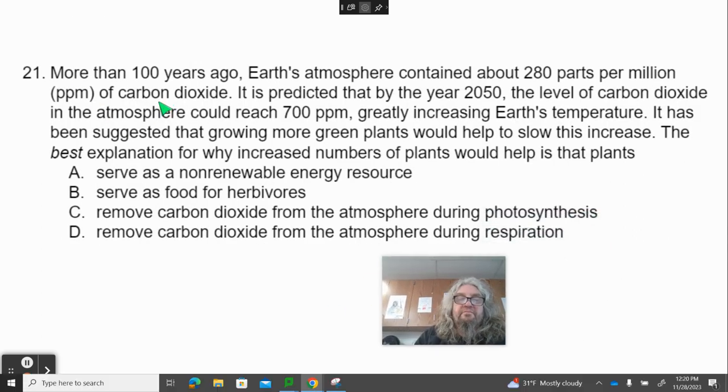Number 21, more than 100 years ago, Earth's atmosphere contained about 280 parts per million of carbon dioxide. It is predicted by the year 2050, the level of carbon dioxide in the atmosphere could reach 700 parts per million, greatly increasing Earth's temperature. It's been suggested that growing more green plants would help to slow this increase. The best explanation for why the increased numbers of plants would help is that plants, A, serve as a non-renewable energy resource, B, serve as food for herbivores, C, remove carbon dioxide from the atmosphere during photosynthesis, D, remove carbon dioxide from the atmosphere during respiration.